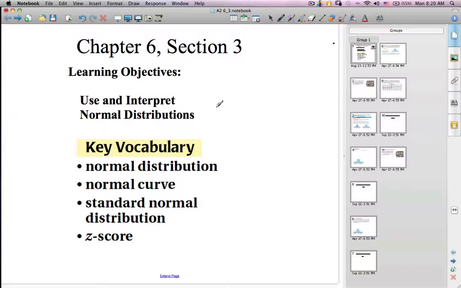Normal distributions. What we want to work on is how to use and interpret normal distributions. Later we'll go on and build distributions. But the key thing is to look at what a normal distribution is, what a normal curve is, what the standard normal z-distribution is, and what a z-score is. This is the vocabulary you're going to be working with.